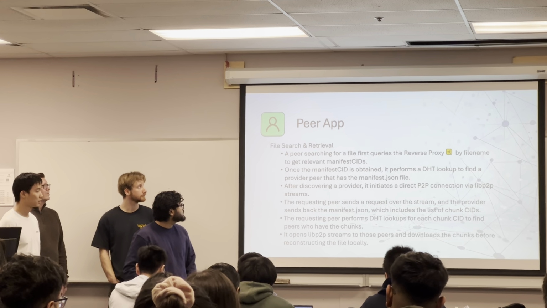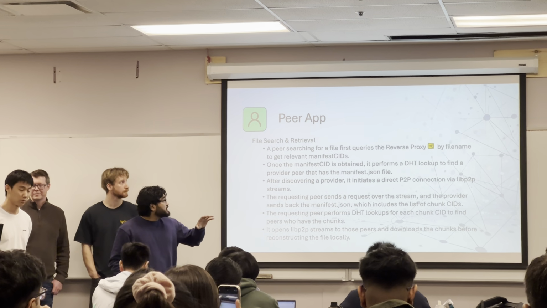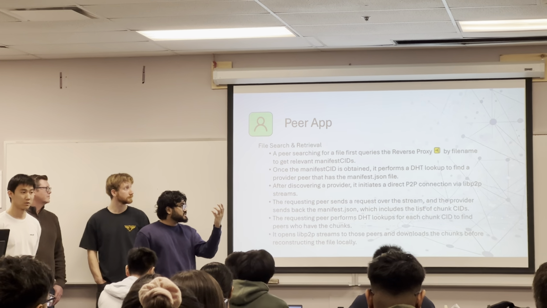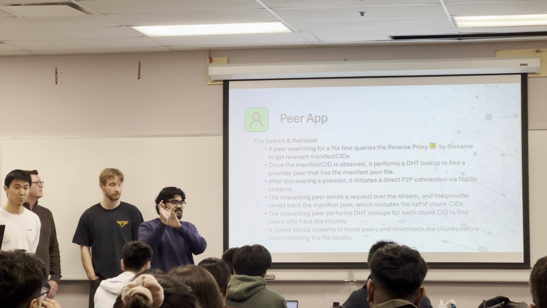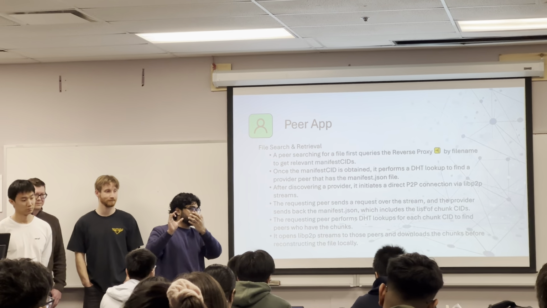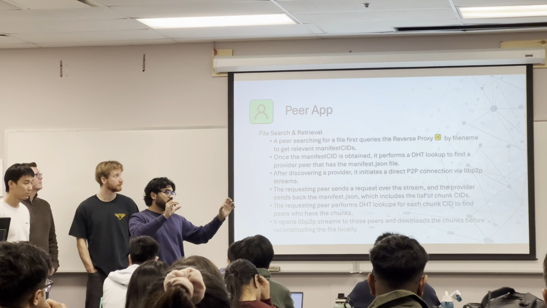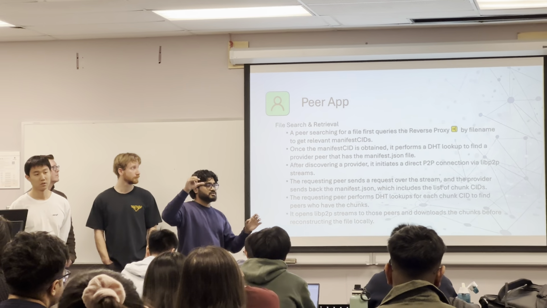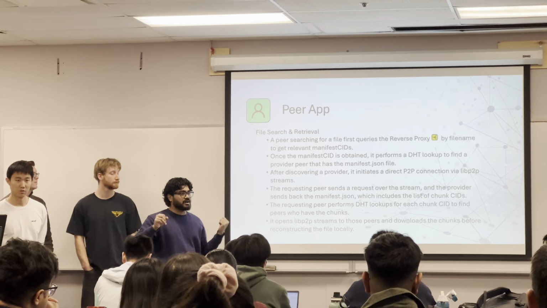Next slide, please. Let's talk about file search and retrieval. The peer searching for a file first queries the reverse proxy by file name and gets relevant CIDs. Imagine this is like a manifest.json file of hashes, but a modified version of that. Once the manifest CID is obtained, it performs a DHT lookup to find which peer is providing that manifest.json file, and then connects to it directly using P2P streams and downloads it.